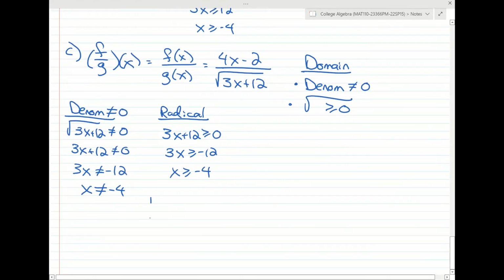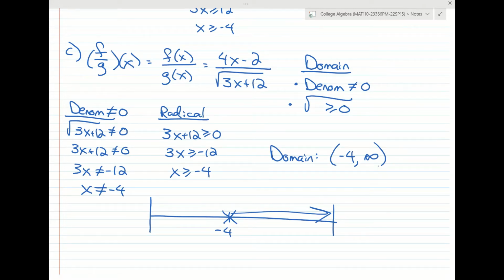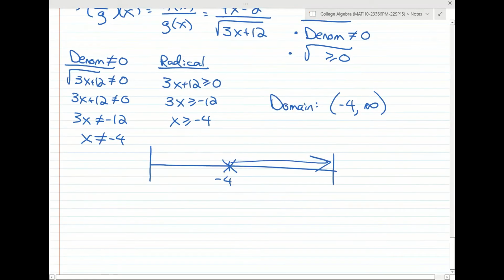So in order to write this, we know x can't be negative 4. And for the second one, x has to be greater than or equal to negative 4. So the way that we would write it, the domain would just be any number greater than negative 4. A little different than before because we have parentheses. Parentheses means you can't include negative 4. Okay with this?